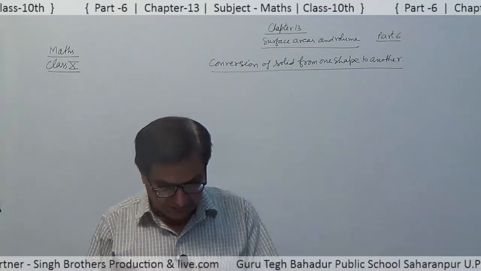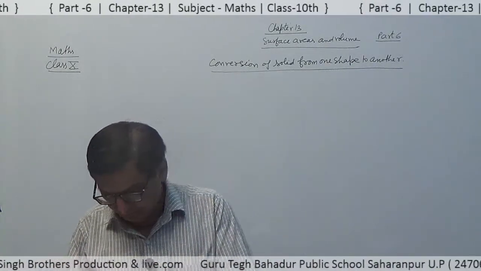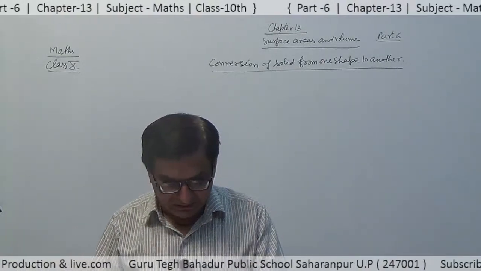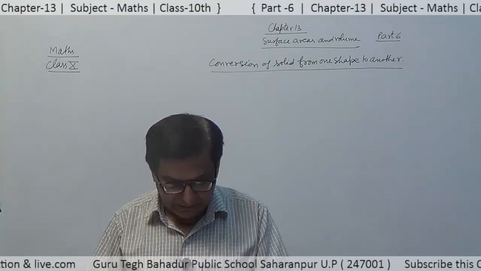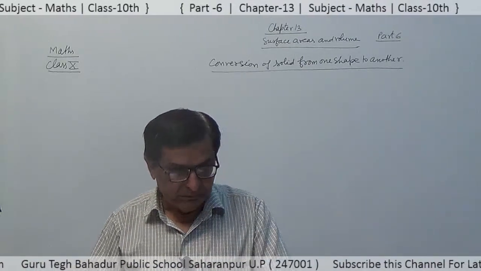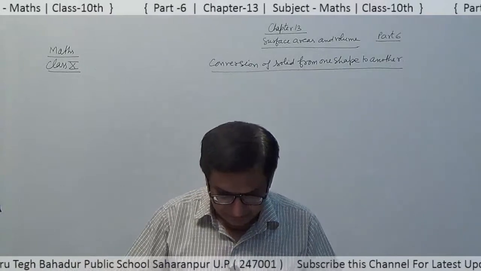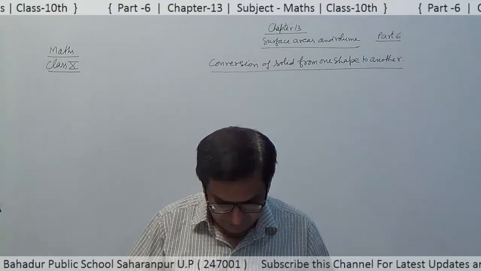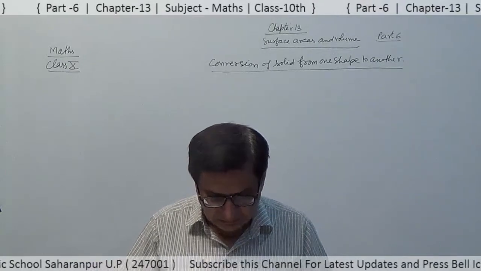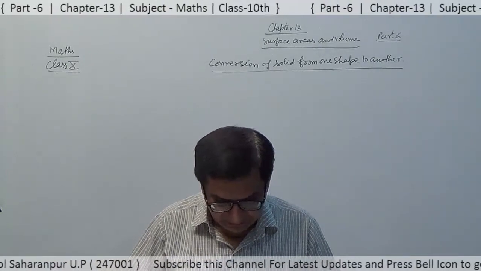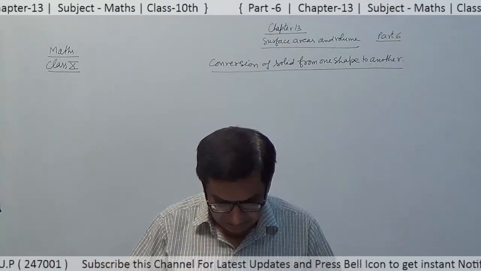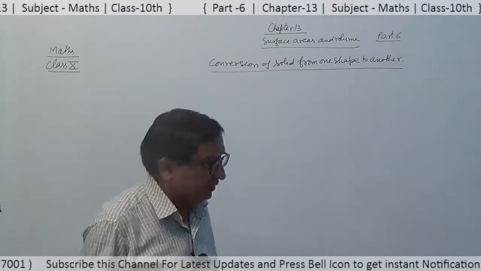In this exercise, we will melt one solid and change it into another solid. Then we put these two volumes equal, use the given values, and find the other value which is asked in the question. Now let us see exercise 13.3.